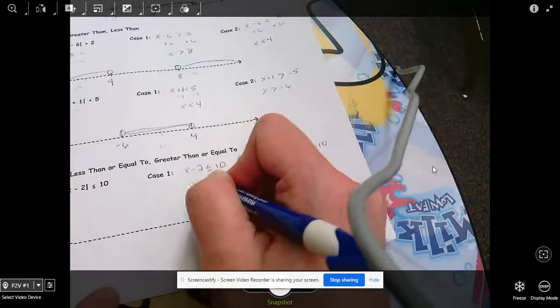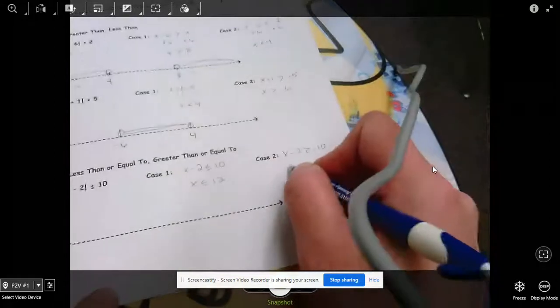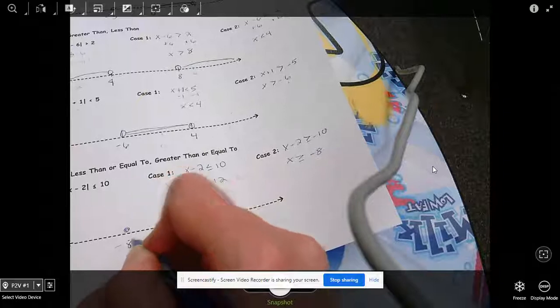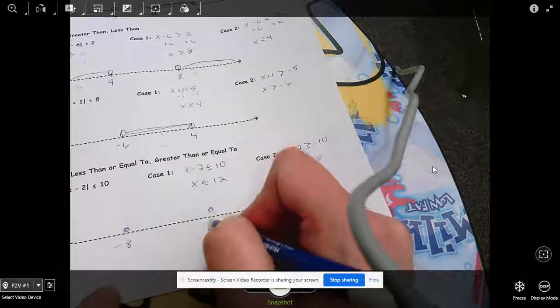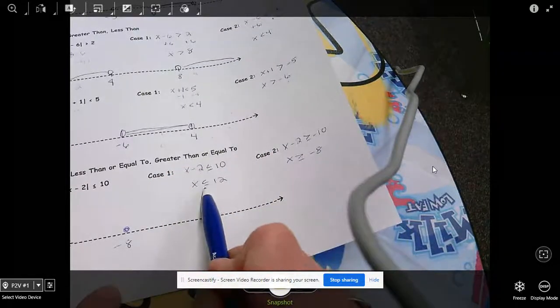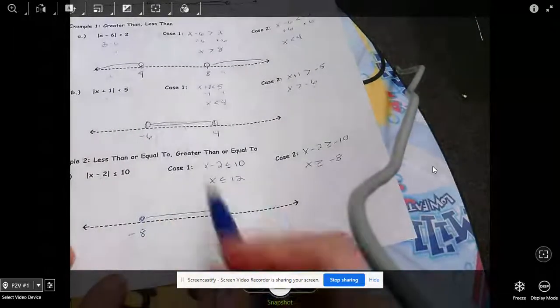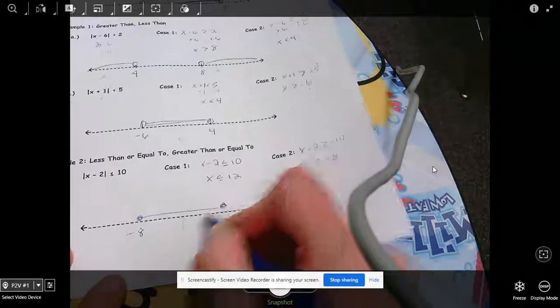When you go to solve, you add 2 to both sides, and you should get a negative 8 and a 12. And you have to be less than 12, but greater than negative 8 to satisfy or make this true. Well, let's pick a number in between here.